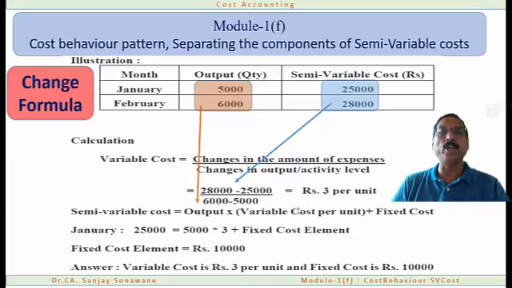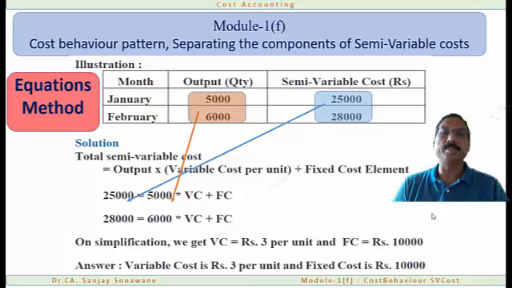Now there is another alternative way also of calculating this. For that purpose we can use the equation method. Whatever equation we have just studied, total semi-variable cost is equal to output multiplied by variable cost per unit plus fixed cost element. By using this simultaneous equation, we can solve this problem and work out what is the variable cost component and what is the fixed cost component. So let us substitute the figures here. There are 2 months, so let us form 2 separate equations for this.